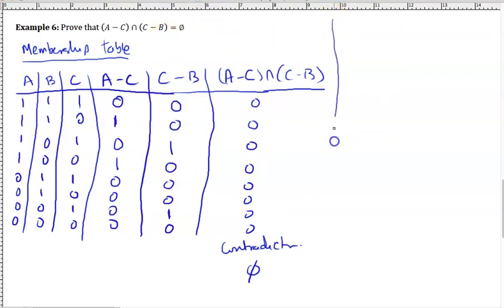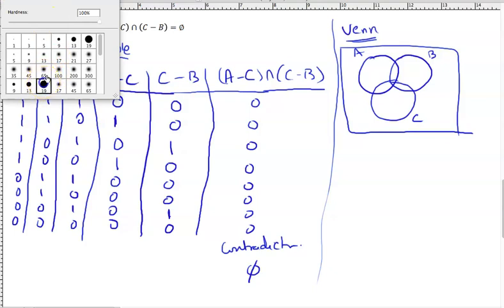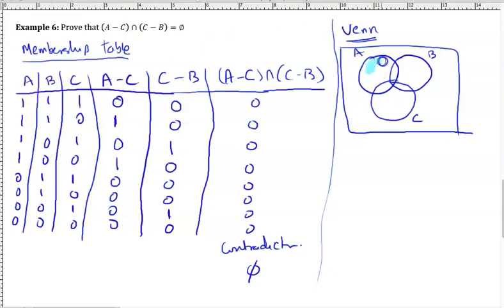All right, now let's do it with Venn diagrams. We're going to draw our A, B, C in our universe. Again, I'm going to try to show steps. So first, A minus C. A minus C is whatever is in A but not in C. So we're going to show that. That's right here.